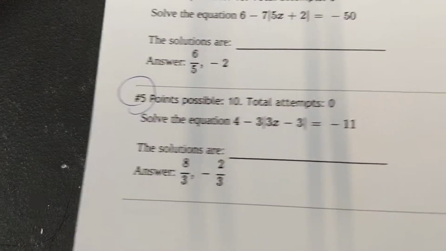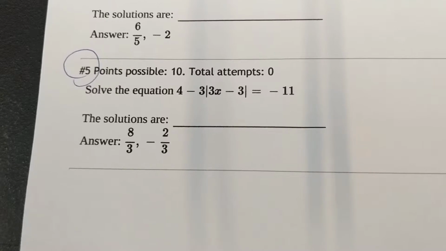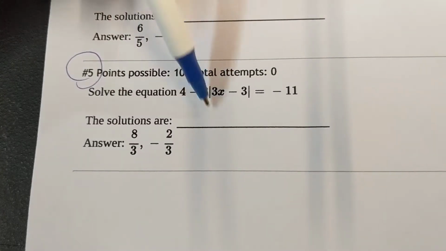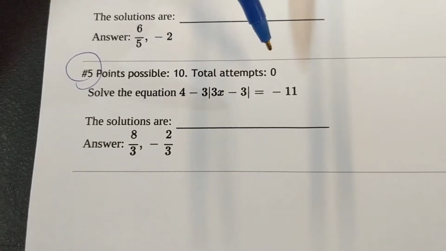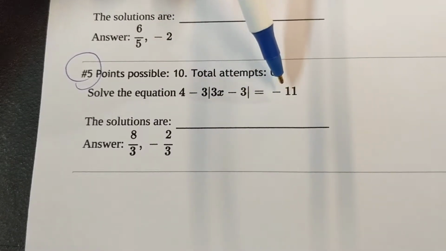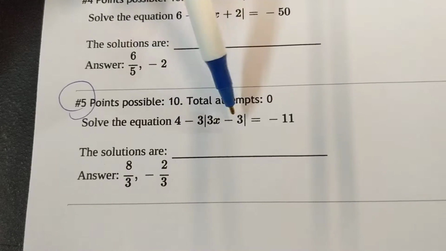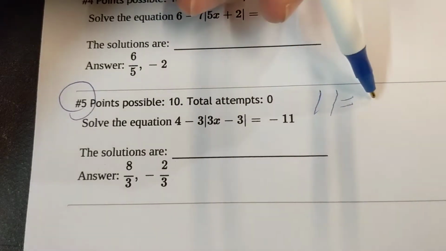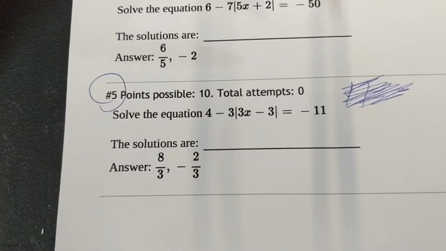Something weirder happens as the problems go on, they get worse looking. Here's number 5. In my version of it, it's 4 minus 3, absolute value of all this mess, equals negative 11. So that's a little bit weird right off the bat. But if you ever see an absolute value equaling a negative, that could instantly be no solution. Here we have answers, so I guess it's not that. But you don't have the absolute value of anything equaling negative something. That's not what absolute values do. Anyway, let's see if we can clean this up.